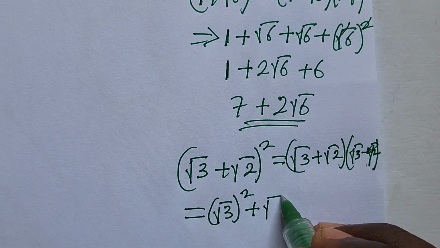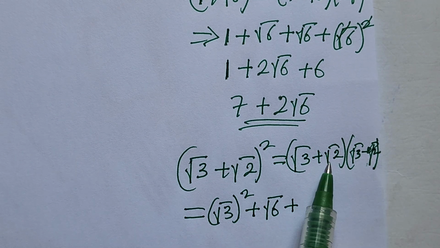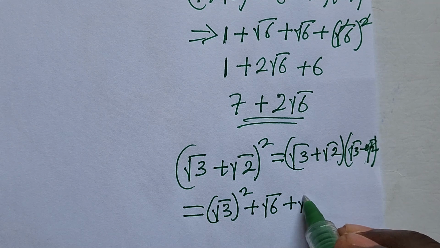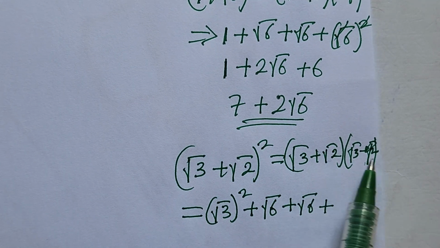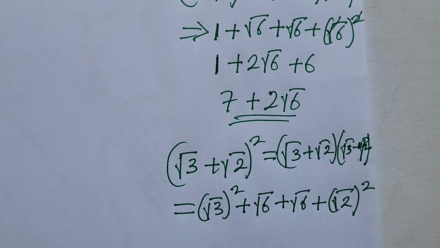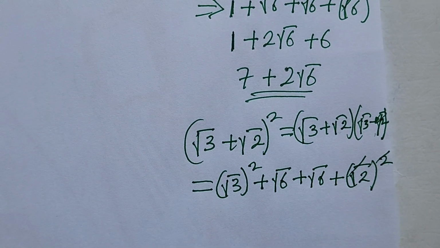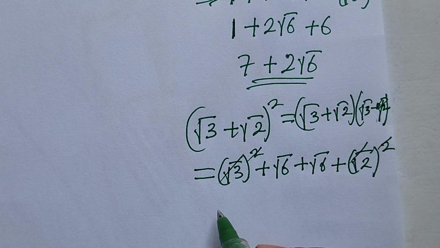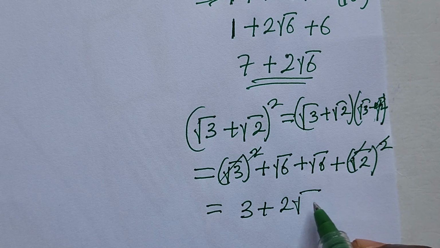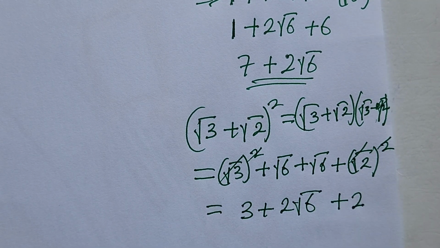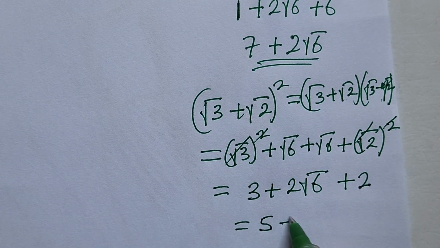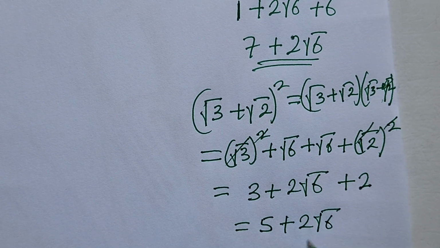This is going to give us square root of 6, plus square root of 2 times the square root of 3, which again will give us square root of 6, plus square root of 2 times square root of 2. This is going to give us square root of 2 all to the power of 2. We know the square and the root will leave the system, and so this will also leave. So we now have 3 plus 2 into the square root of 6, plus 2. We can add these together to give us 5 plus 2 into the square root of 6.